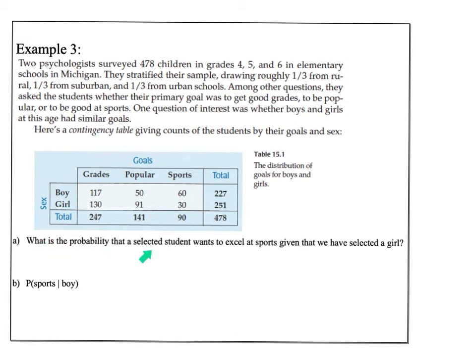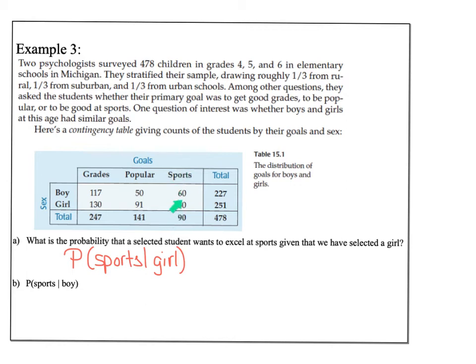So what is the probability that a selected student wants to excel at sports given that we have selected a girl? Okay, so this is actually conditional probability that you read about in your text. So the probability of sports, given, it's a vertical line, given that we've selected a girl. You read about a formal way of doing a calculation, but I think a contingency table makes this pretty easy.